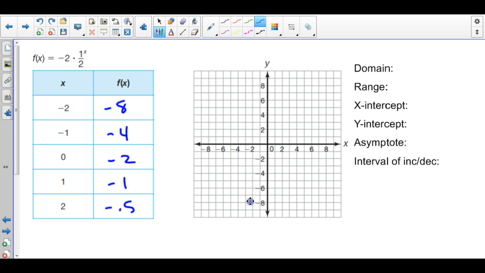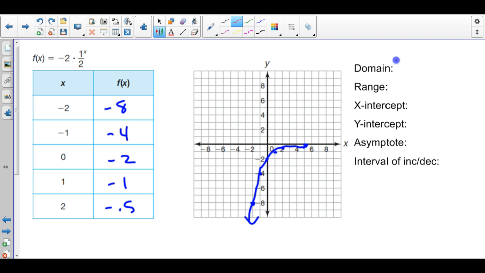I'm going to plot these points. So negative 2, negative 8's down here. Negative 1, negative 4. 0, negative 2. 1, negative 1. And then 2 at negative 0.5. So this one is going to be a reflection of decay, actually. As we make our way over this way, throw the arrows on. So if we think about what a decay function would look like, it's flipping a decay function right over the x-axis. So this is a reflection of decay.